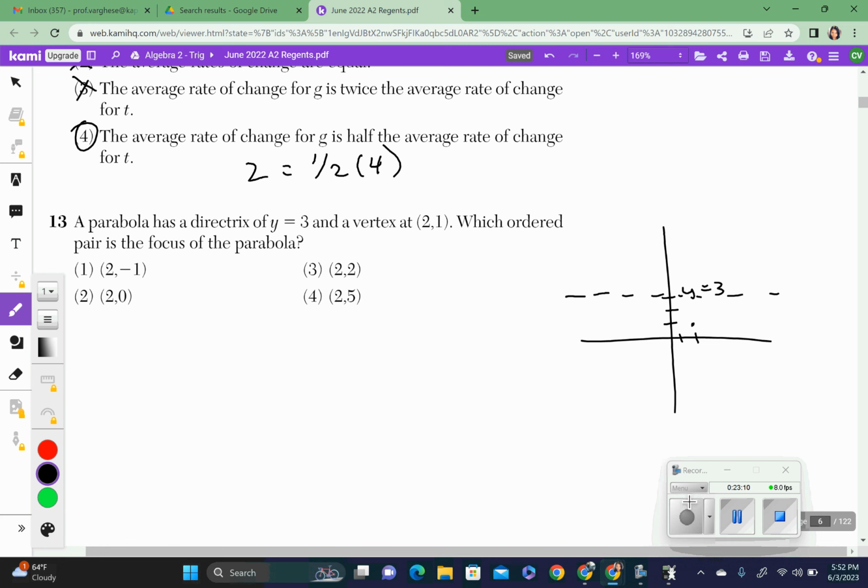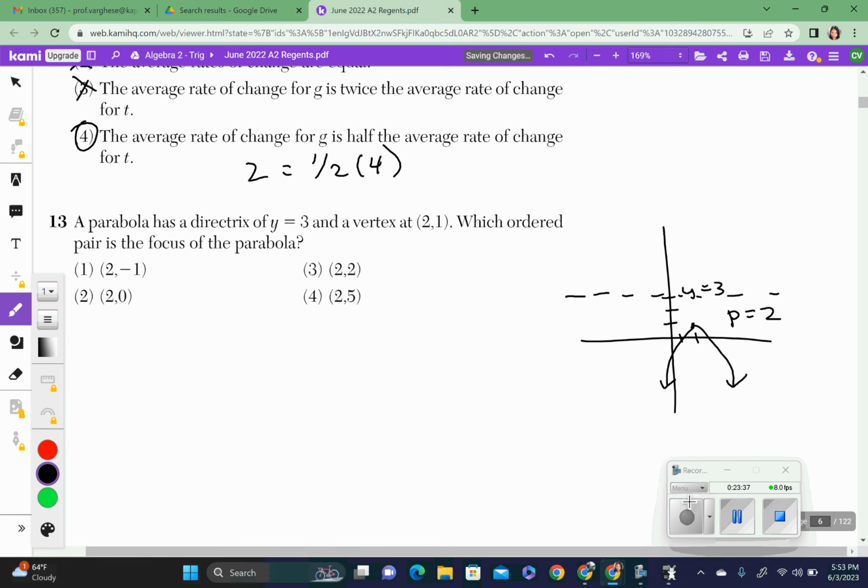Interesting. So this is our vertex, which means that the parabola is going to go down right here, but they don't care about the equation of the parabola. They want us to know what the focus is. So remember that the focus is going to be the same distance away. So this is 3. This one right here is 1. So that means that P is equal to 2.